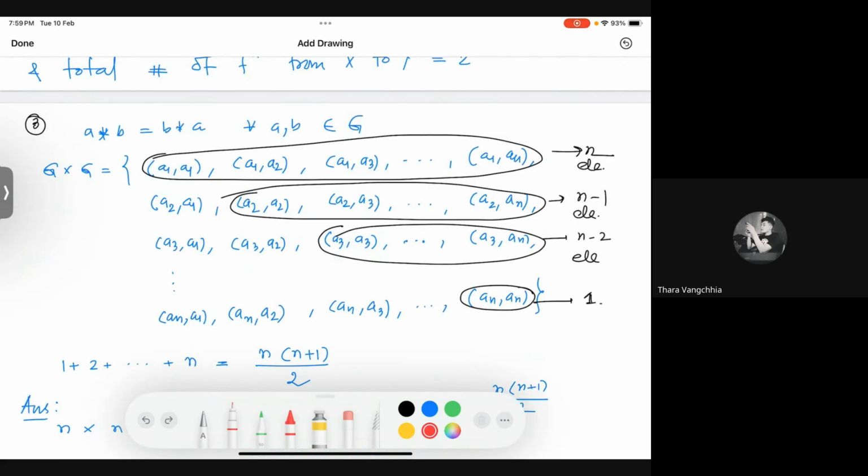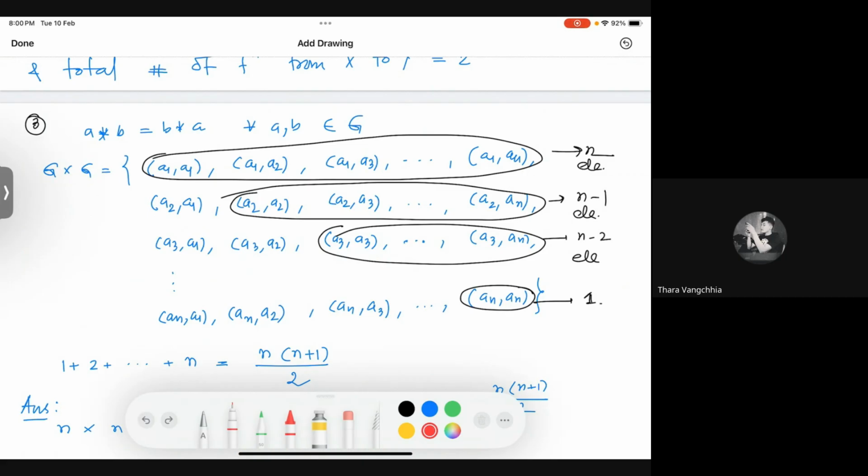Now commutative means A star B is equal to B star A. This is true for all A, B belonging to G. So I can write all the elements of G cross G. I wrote this in a matrix structure. Observe, in the first row there are n elements, in the second row there are n elements, in the third row there are n elements, in the last row there are n elements.